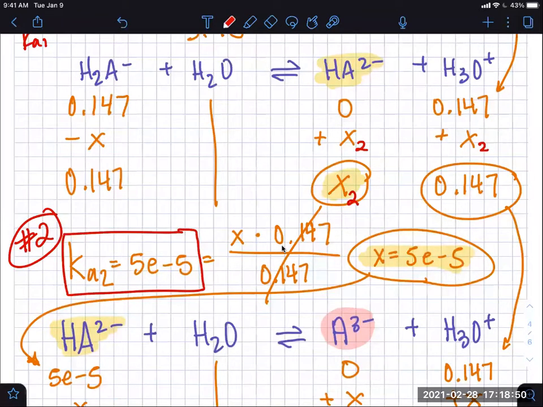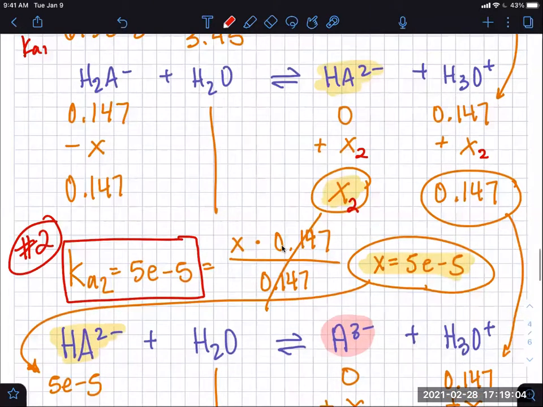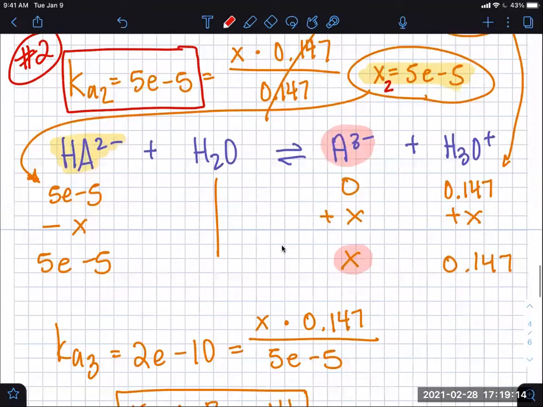Because we're going to see that crossing off event, where we have the same concentrations here. And so you can expect your x2 value, your unknown value, to equal Ka2. So you don't necessarily need to write all this out, if you remember that x2 will equal the Ka2. Okay, so that's your second ice table. Now we're going to your third ice table.